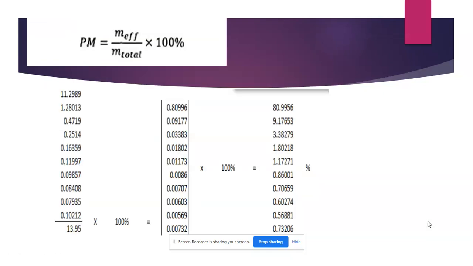So to get the modal mass participation percentage, the value of effective modal mass, divide it by the value we got earlier, times 100 to get the percentage.